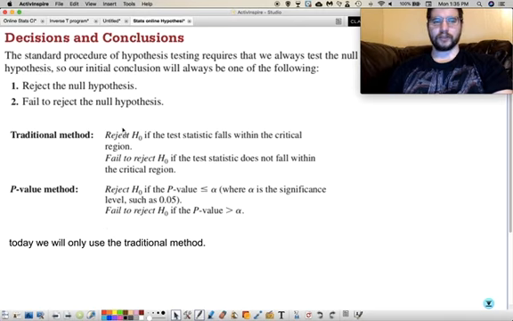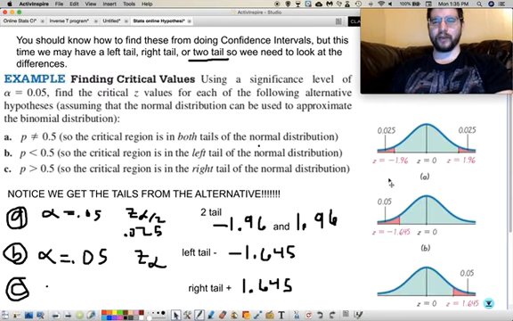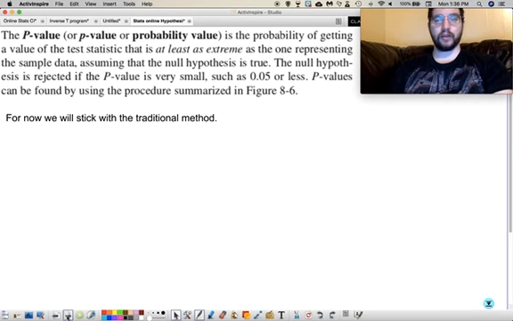So our decision, based on our test statistic and critical region, is either going to be reject the null or fail to reject the null. That's our options. That's it. With the traditional method, we reject the null if the test statistic falls within the critical region. So if our test statistic is in this red area, we reject the null. Notice I didn't say anything about the claim or the alternative. I said the null. The claim could be either in the null or the alternative, so you have to watch where that is.